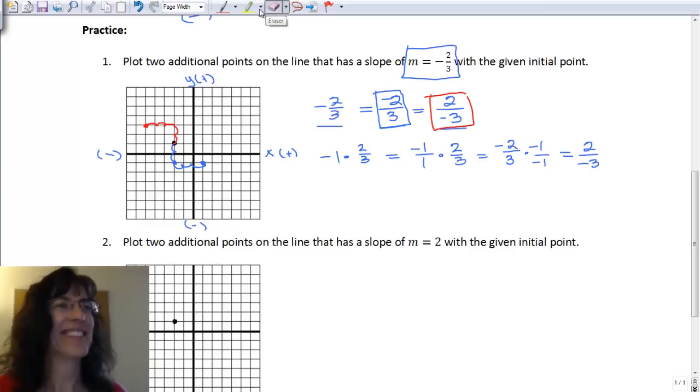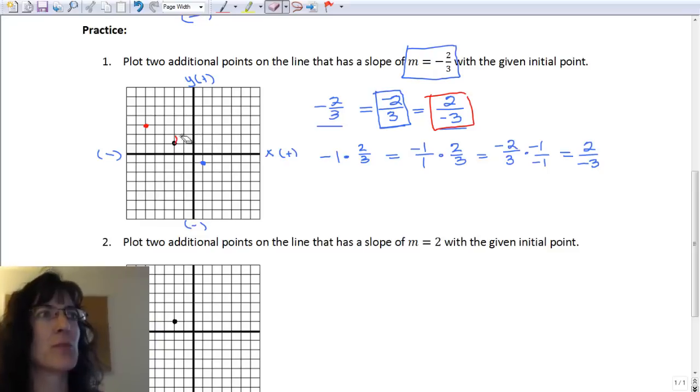I think I'll erase some of my lines here, and maybe that'll help show it better. And there's my 3 points.